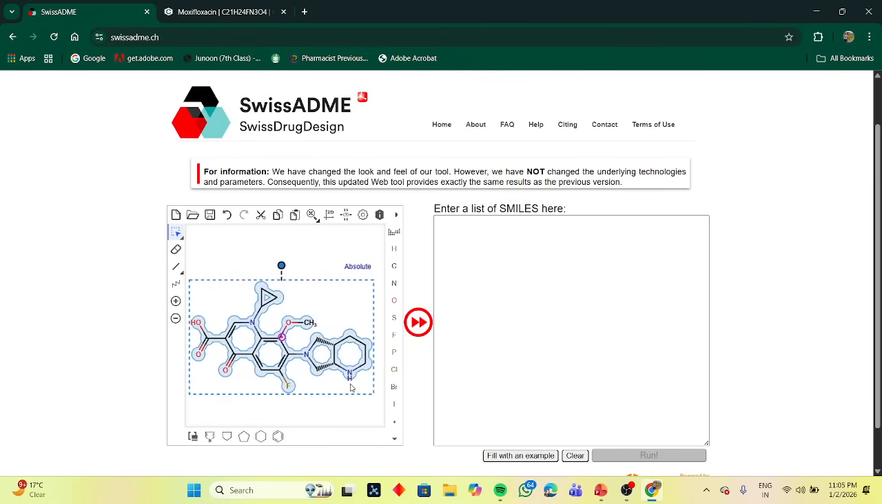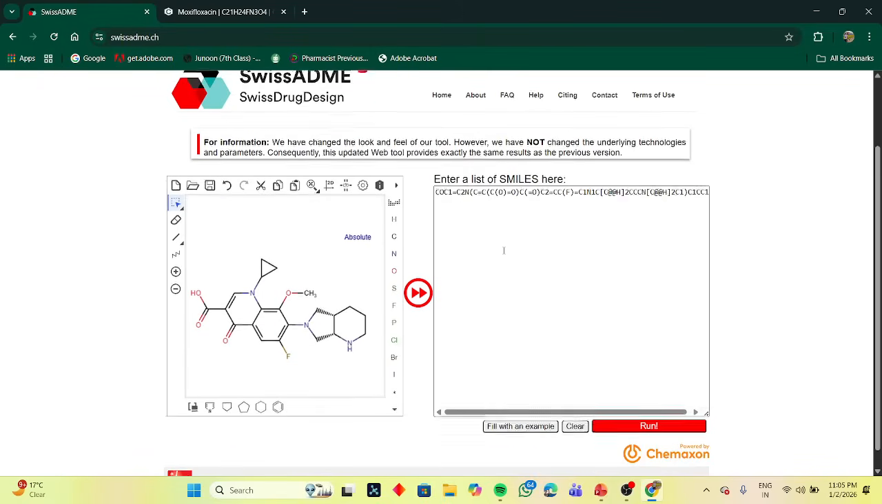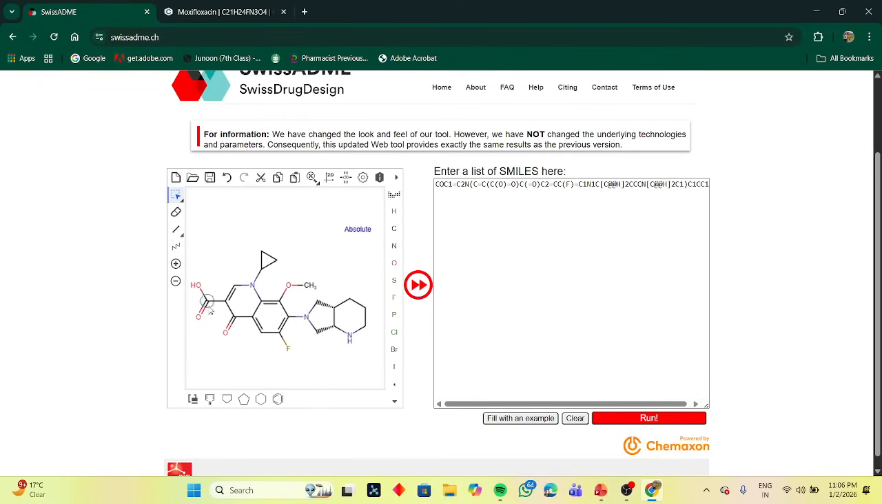For today's session, we are going to discuss moxifloxacin. So the moxifloxacin structure you can see here. Then we click on this and it will generate the SMILES again. Now we can simply press run and it will show all the parameters of moxifloxacin.